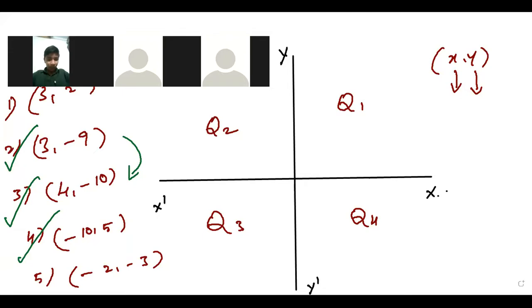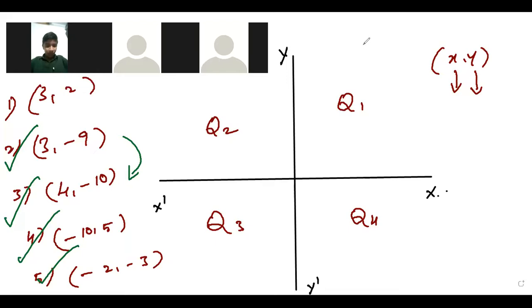Tarak Mani. Number 5. Minus 2 comma minus 3. Where does it lie? In which quadrant does it lie? Tell me first. Q2, sir. Q2. This minus 2 comma minus 3 point lies in Q2.